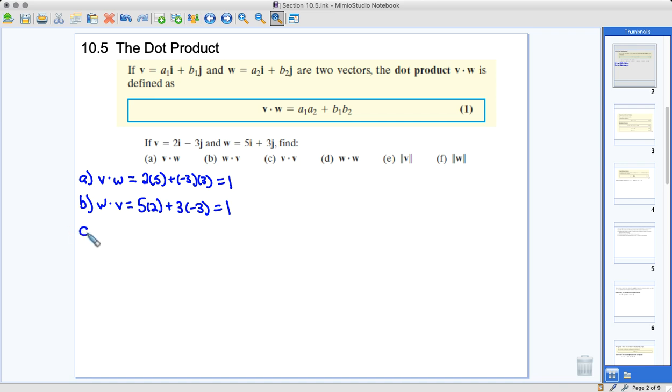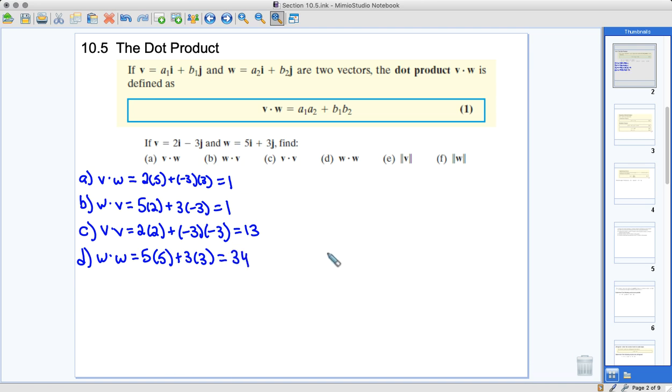Letter C is V dot V. So 2 times 2 plus negative 3 times negative 3. So 4 plus 9 is 13. And then letter D is W dot W, which is 5 times 5 plus 3 times 3. So 25 plus 9 is 34. So far, so good. All right, letter E, magnitude of V.